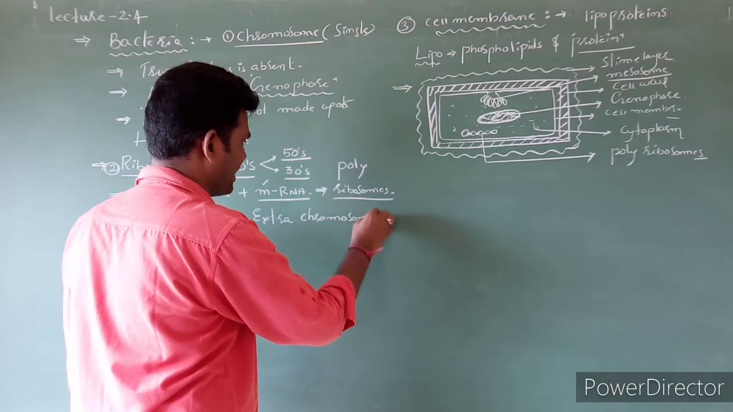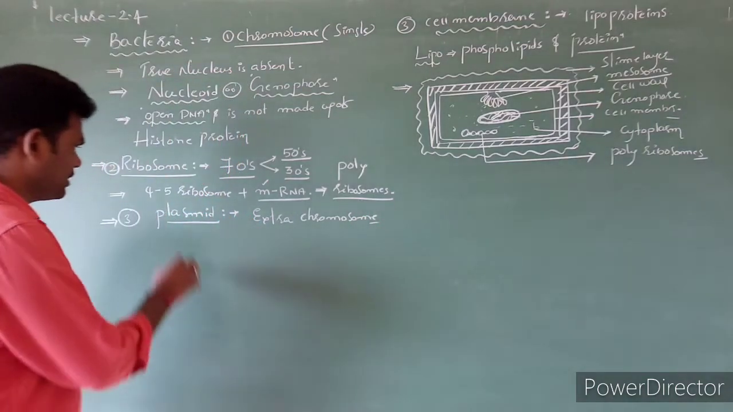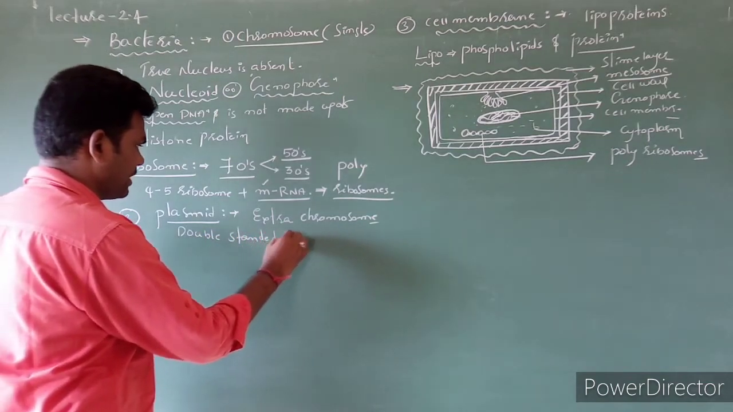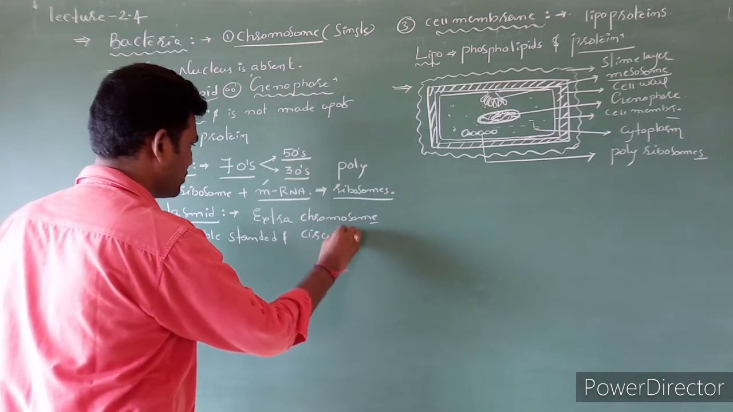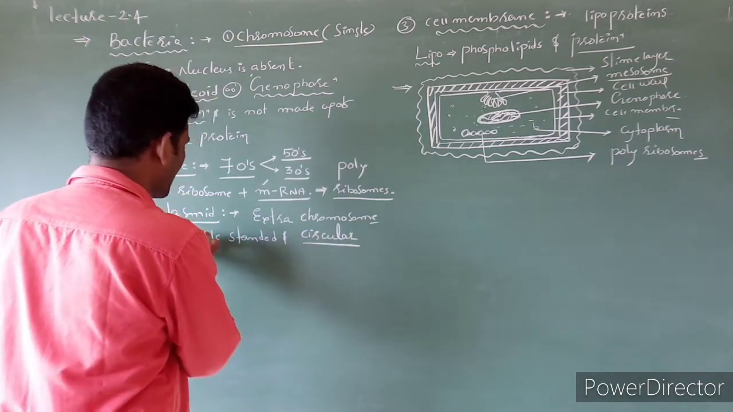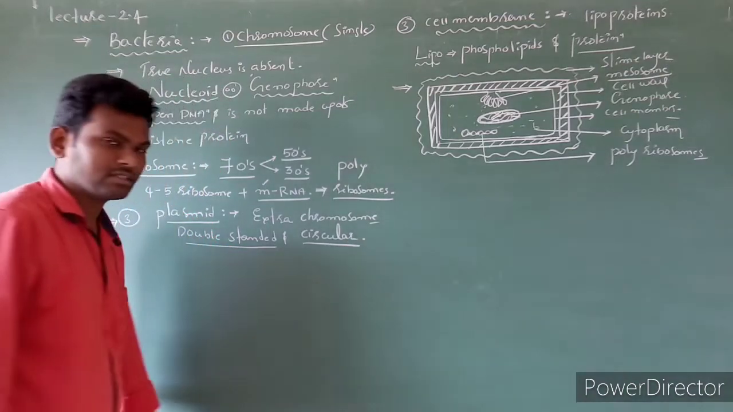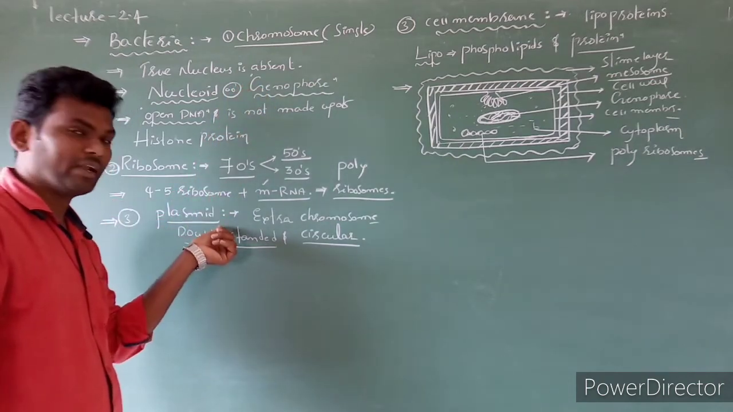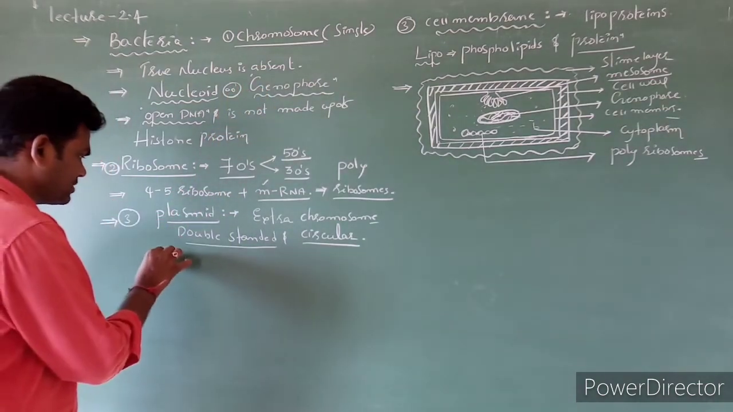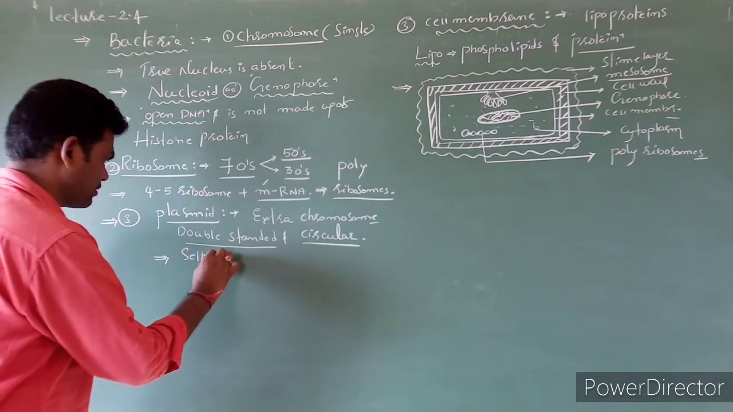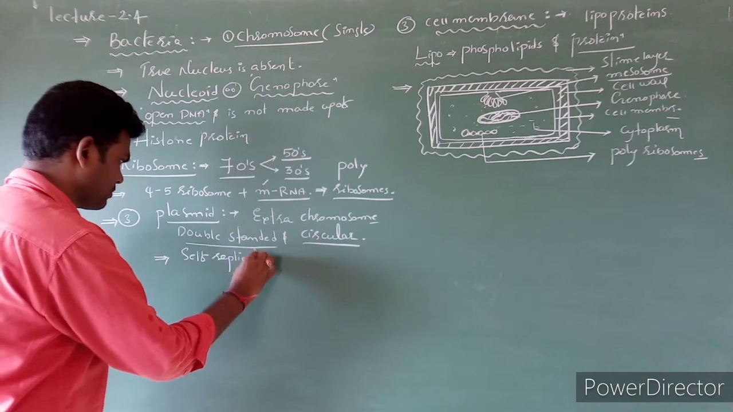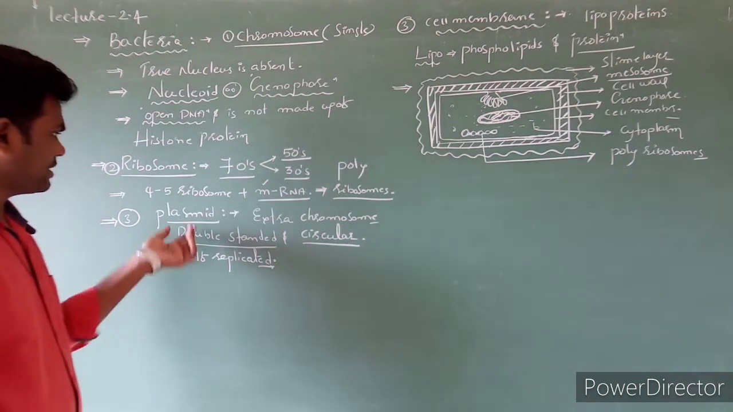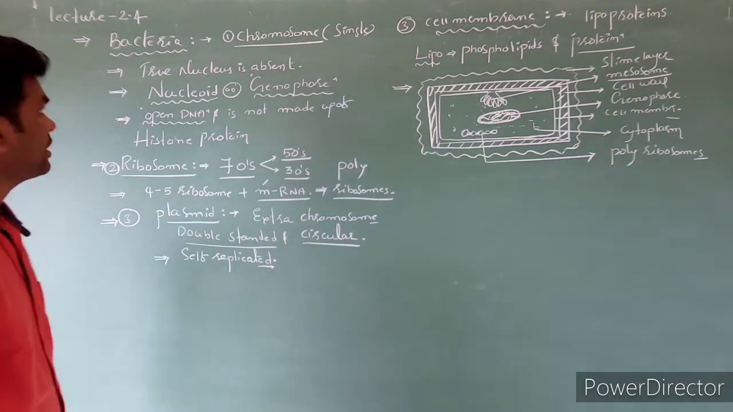chromosome or additional DNA. It is double-stranded circular DNA. But its replication is not dependent upon the chromosome. It is self-replicating. The plasmids are self-replicated. So this is enough information regarding plasmids. Clear?